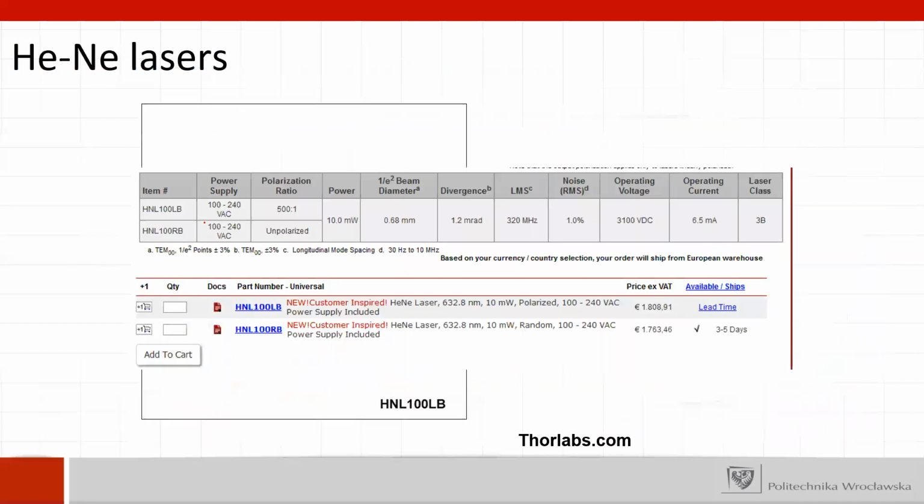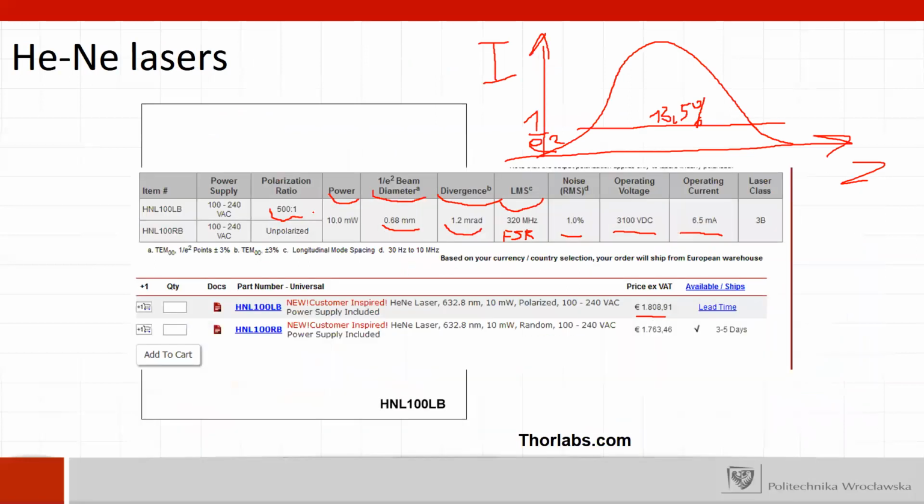What you have seen here are two versions. One is unpolarized, with no Brewster windows, and this one, the more expensive one, has Brewster windows incorporated in the resonator. Here you can see the efficiency of these Brewster windows: 500 to 1.